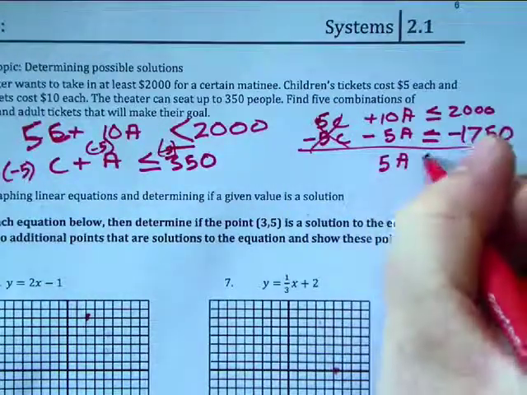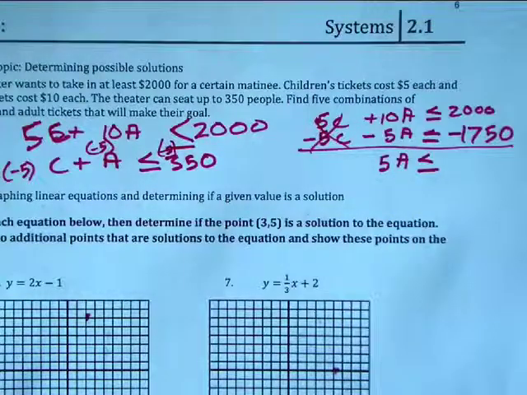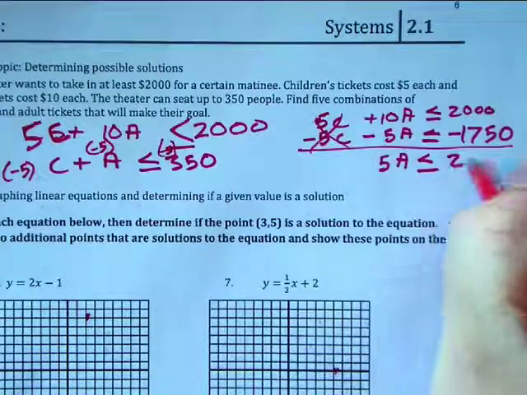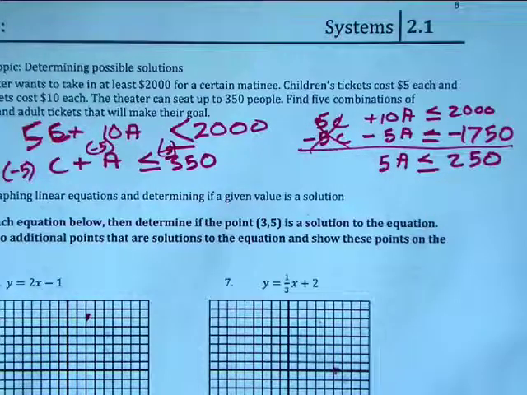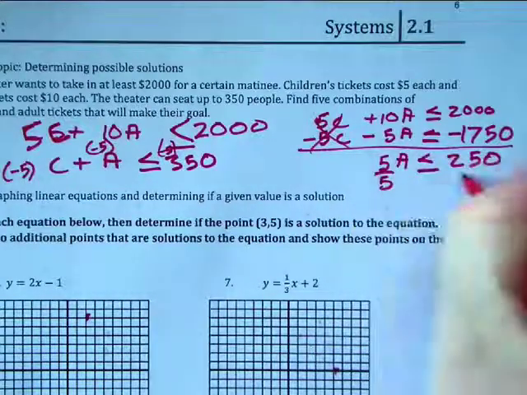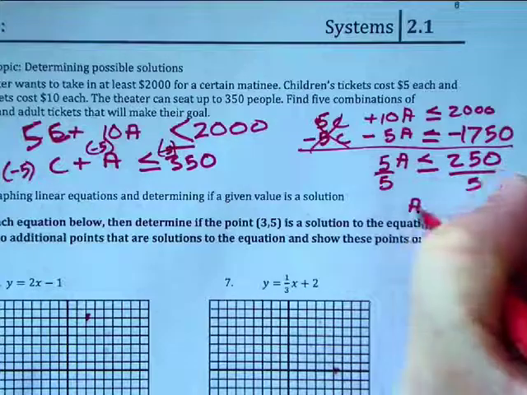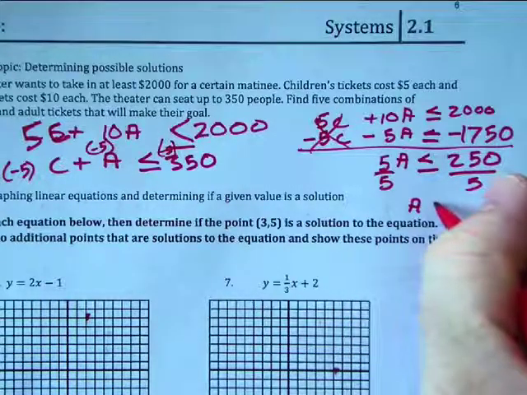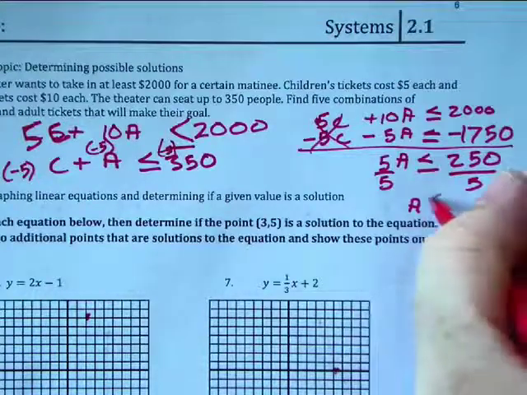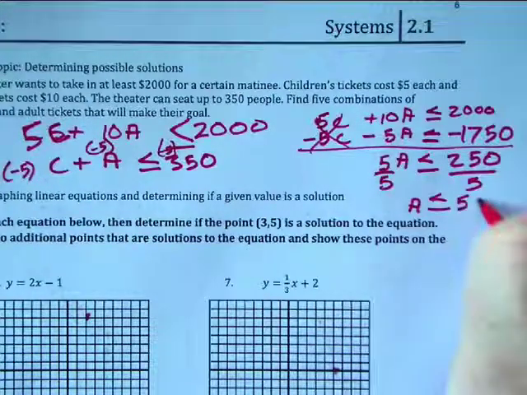5A is less than or equal to, they're both less than or equal to, and let's see, with the calculator, 2,000 minus 1,750 gives us 250. And divided by 5, we see that adults need to be right around 50. Okay, we're just going to keep it at less than or equal to 50.